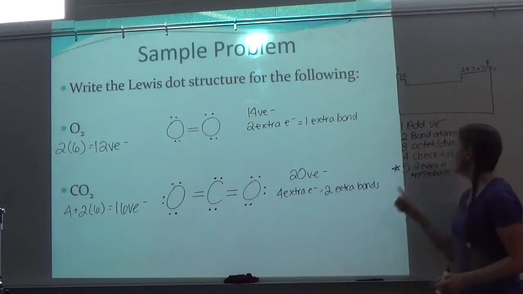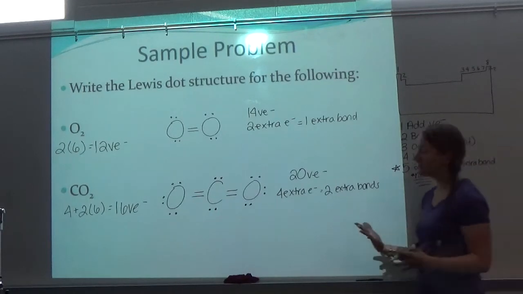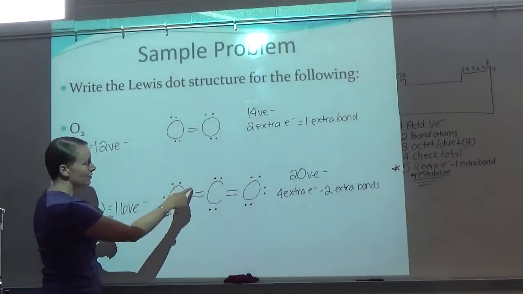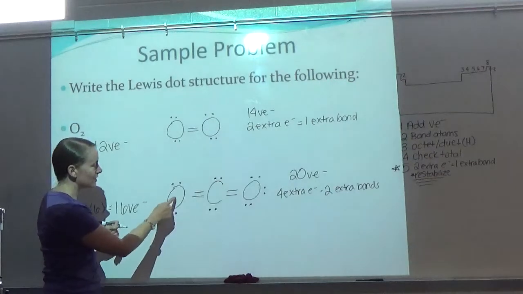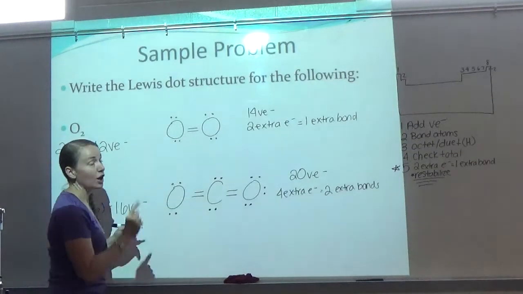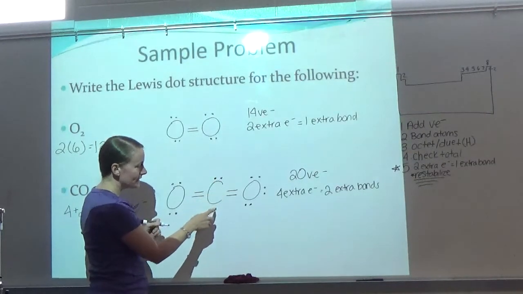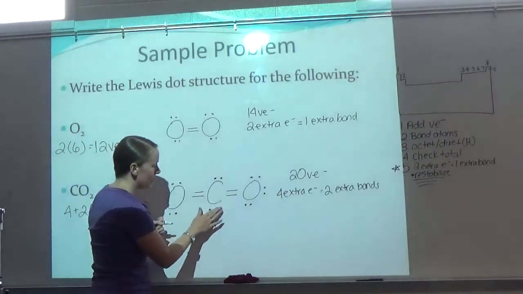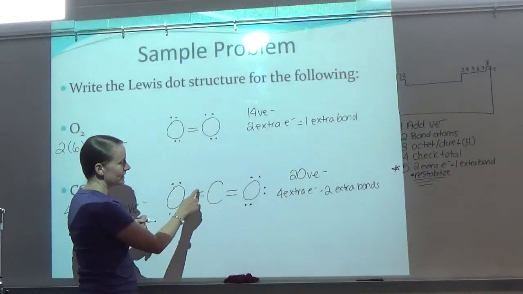All right, so we added our extra bonds, but what do we have to remember to do? Restabilize. Now I need to take away some dots. All right, so remember, they all want 8. Oxygen right now has 2, 4, 6, 8, 10. So I'm going to take away 2. So see, now oxygen has 2, 4, 6, 8. Carbon, be careful on carbon. Carbon has 2, 4, 6, 8, 10, 12. So I got to take away 4 to make it down to 8. So see, now carbon has 2, 4, 6, 8.